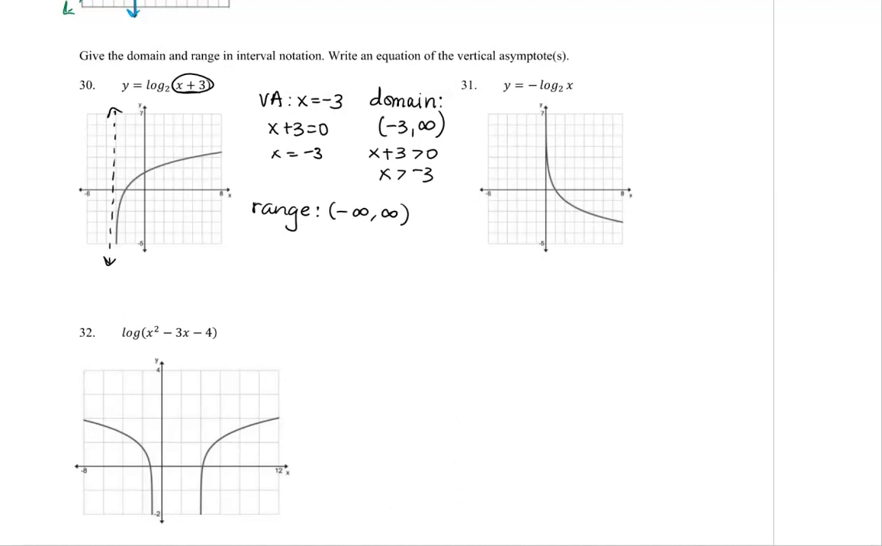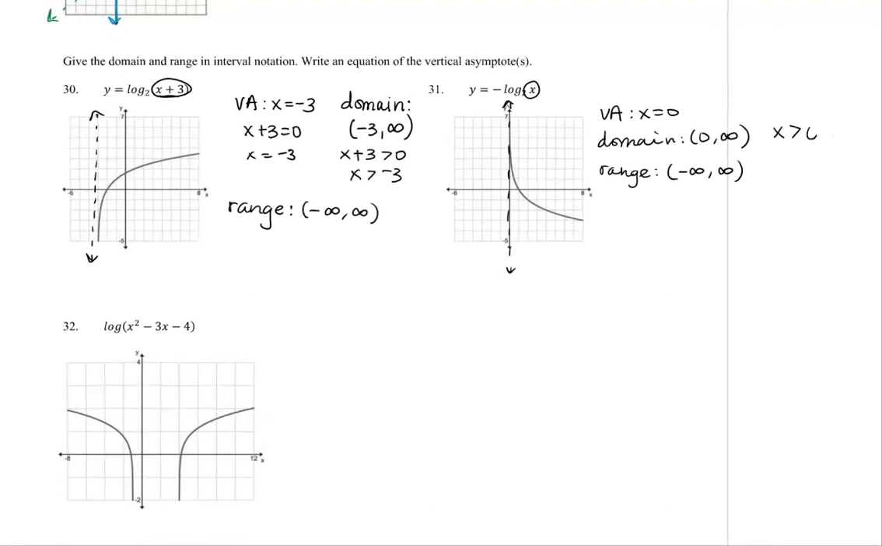In example 31, the vertical asymptote of this logarithmic function is x is equal to 0, because this function was not shifted to the left or the right. The domain of this function is from 0 to infinity, and the range of this function is all real numbers. We can see that the domain is from 0 to infinity by making sure that what's on the inside of the logarithm, which is x, is always positive, greater than 0.